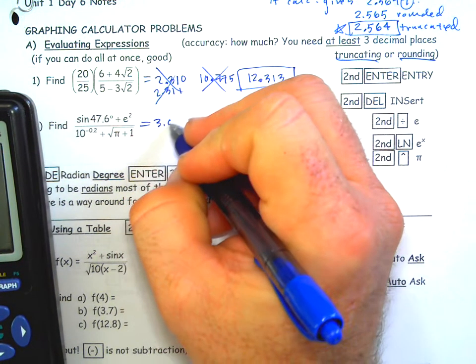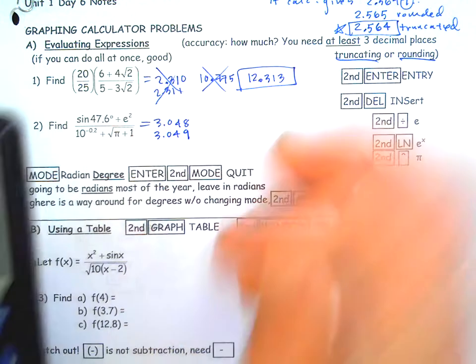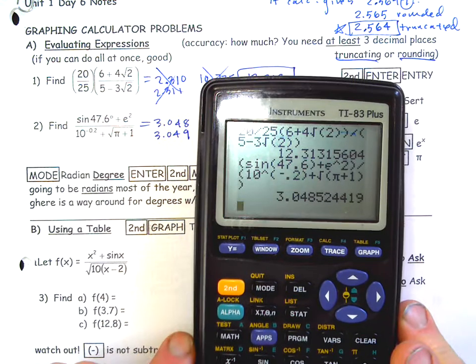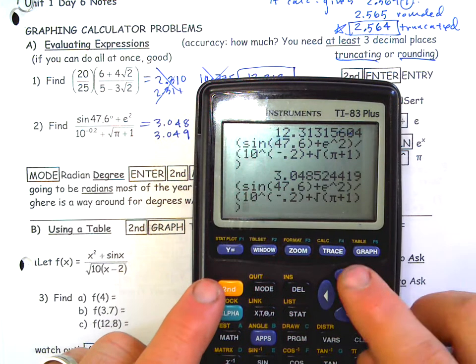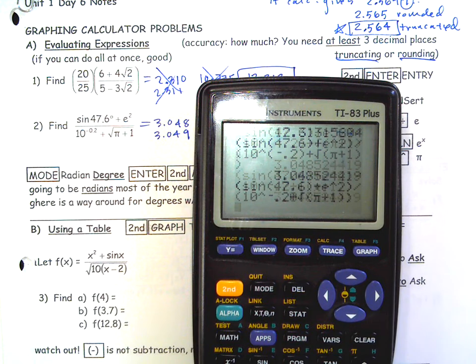3.048 or 3.049, which is the right answer, rounded or truncated. Now, let me make a quick change. Second enter. Let's get rid of the parentheses around the exponent. I think this one would work because it's just a negative number. So, yeah, same thing.